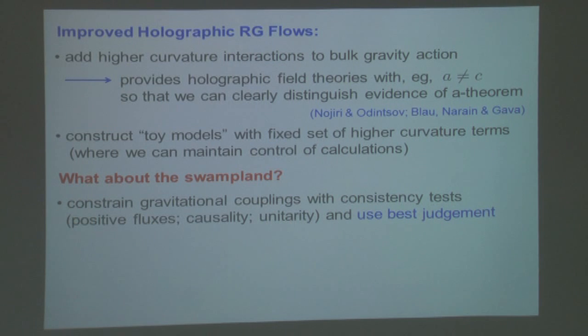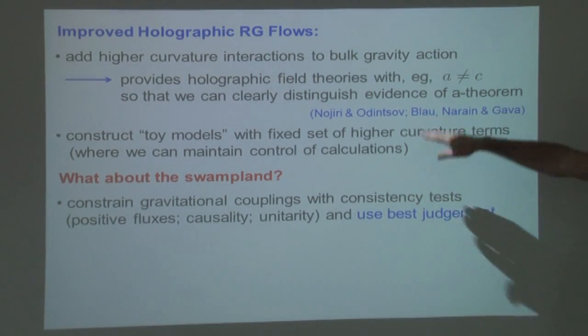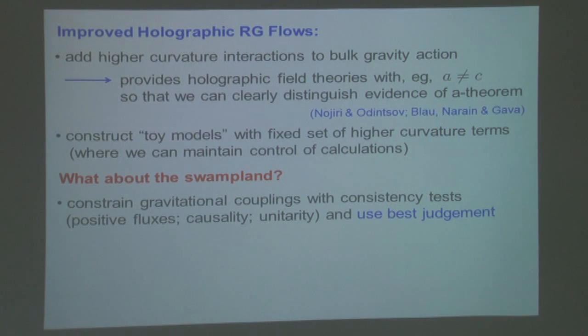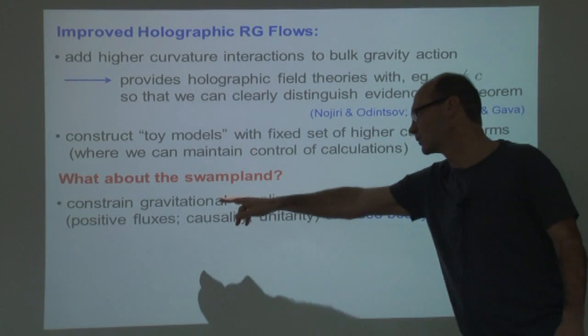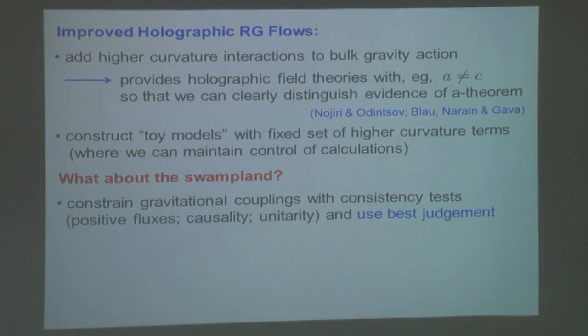The string theorist should be worried. I'm inventing some theory. How do I know that it's realistic in any way? Well, one thing you can do is try and constrain the couplings in your theory so that the physics of the boundary theory is reasonable. There were various tests or constraints that we thought about, but ultimately there's this very dangerous use of your best judgment.